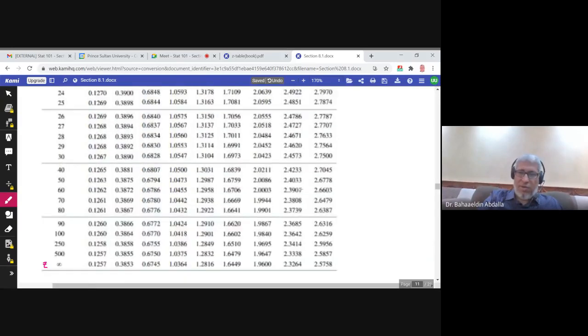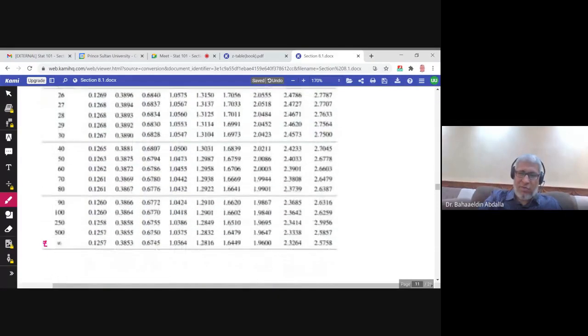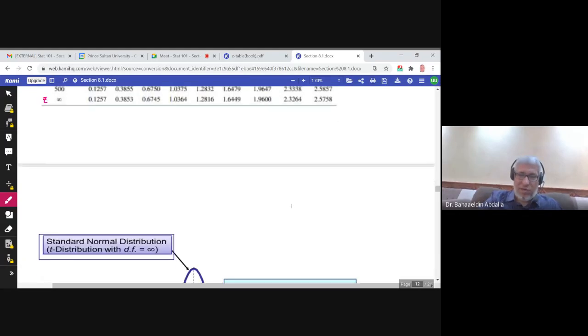You remember when the confidence level is 0.95, you put the area, you divide 0.95 by 2, you look inside the normal distribution table, and you find 1.96. So here it's given in the last row. So if you have the T table, you can use the last row to find the Z values if you like.